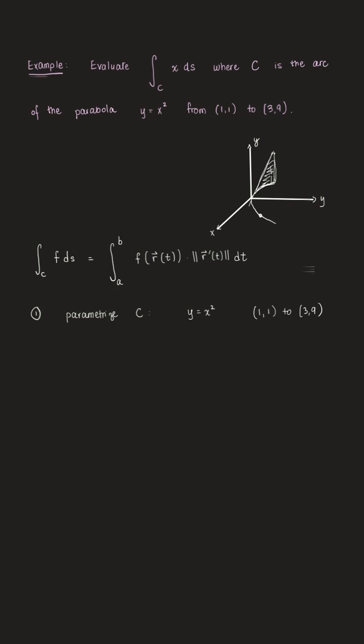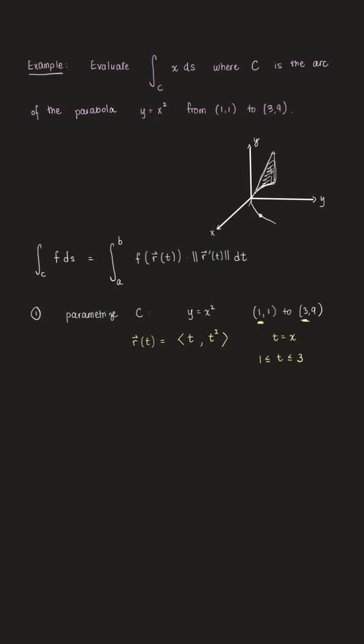I think the easiest thing here would be to let our x be t, which means that we could write r of t where the x component is t and the y component is t squared, since y equals x squared. So that's a parametric representation of y equals x squared. And since t here is equal to x, we know that t is going to go from 1 to 3. So we have our bounds on t, since t and x are the same, and t will go from 1 to 3.